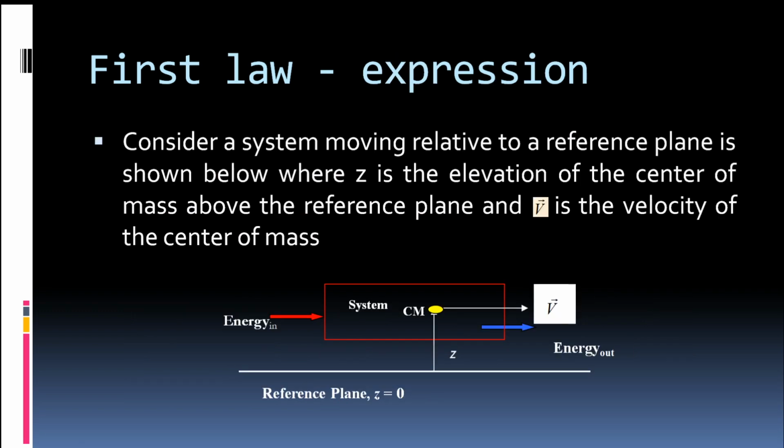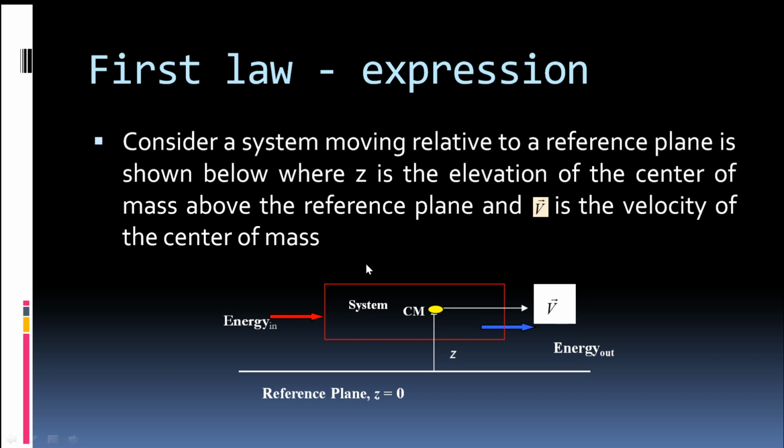So in order to write down a mathematical expression in general for the first law of thermodynamics, you need to consider a system moving relative to a reference plane. As I have shown here, this is a reference plane where the height is 0, z is 0. Z represents the height, the measure of potential energy, and v is the measure of velocity, the measure of kinetic energy.